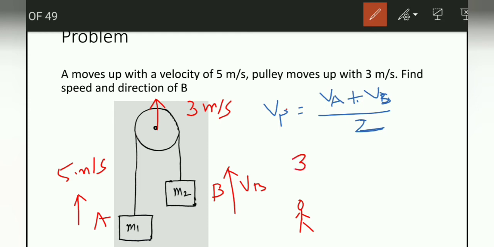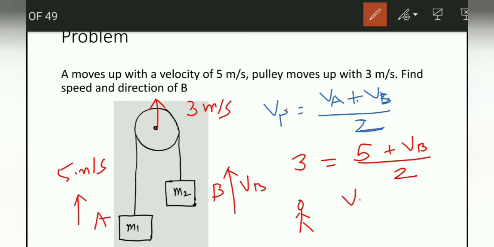Vp is plus 3, Va is plus 5, plus Vb by 2. If we had assumed it in the opposite direction, we would have to put minus. We'll assume the positive side as plus and the negative side as minus here. You can do the opposite also, but when we are not writing vector, we have to add them algebraically. When we are writing vector, that algebraic sum is automatically considered.